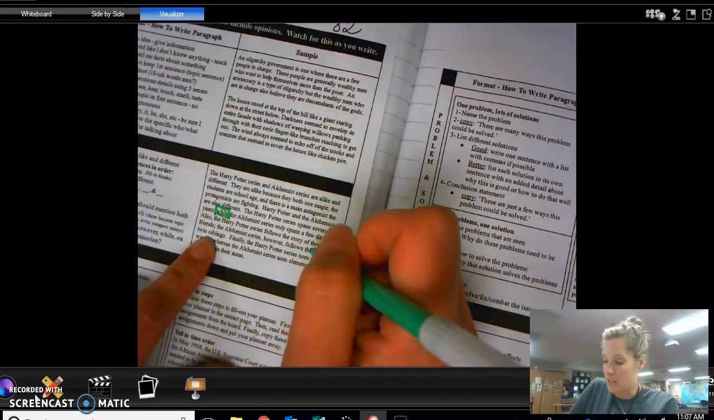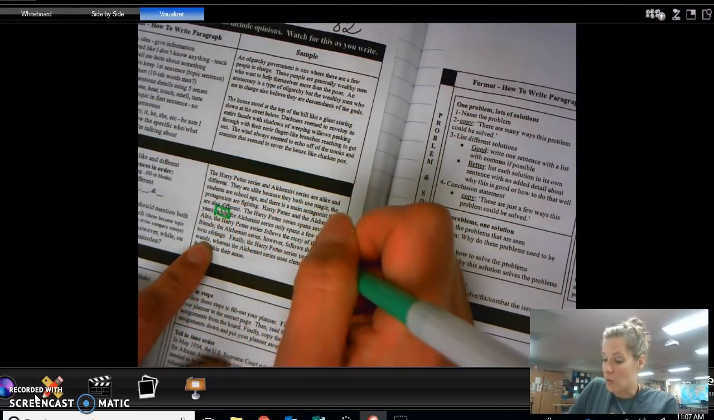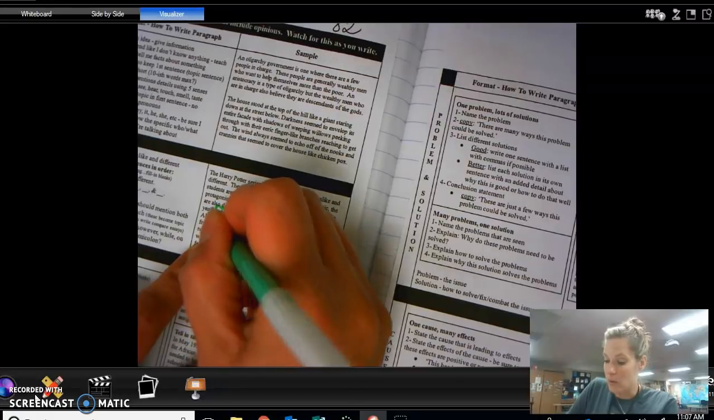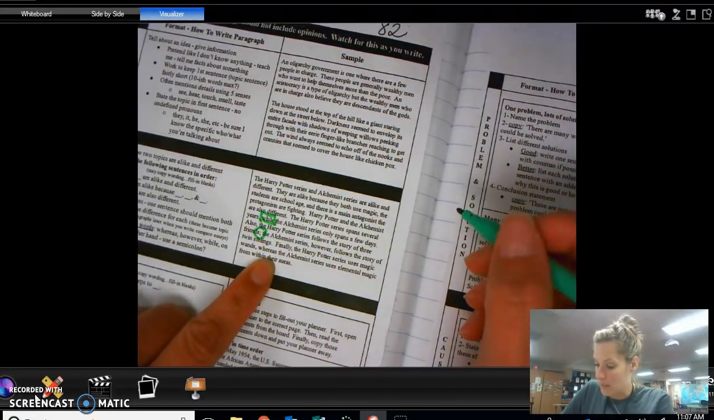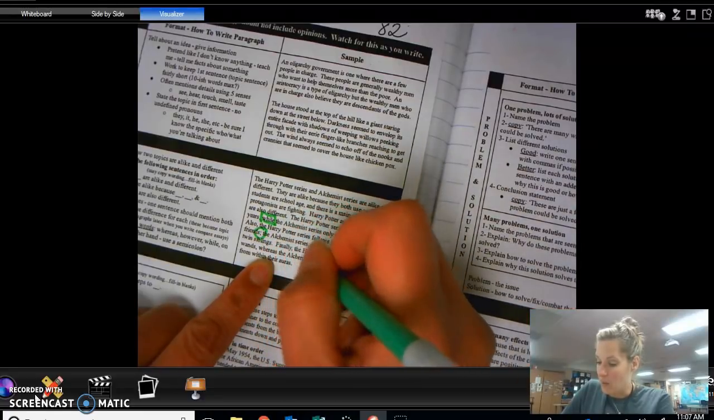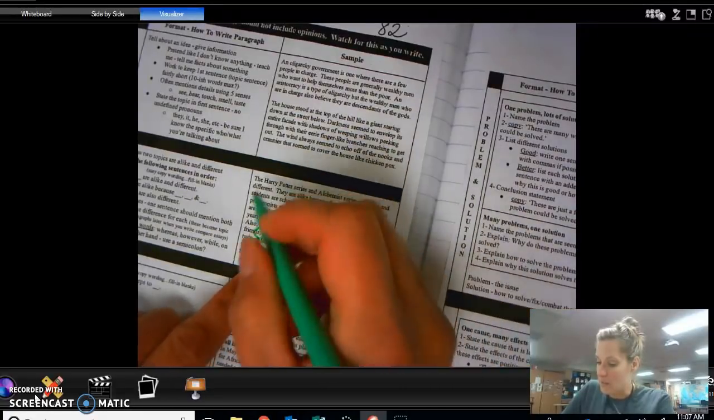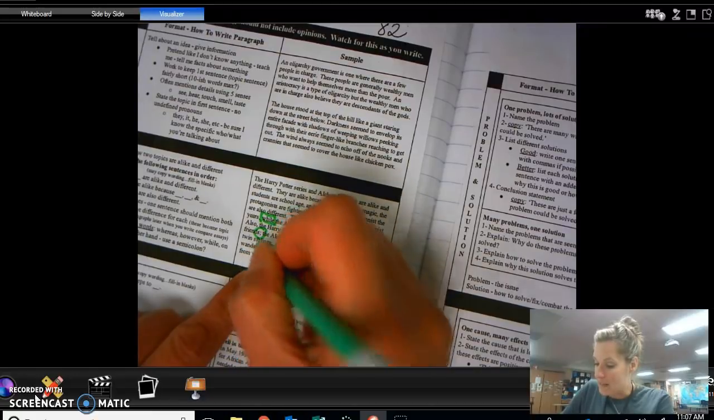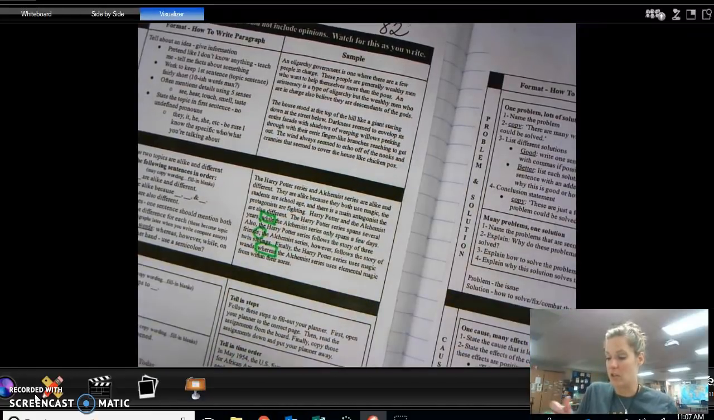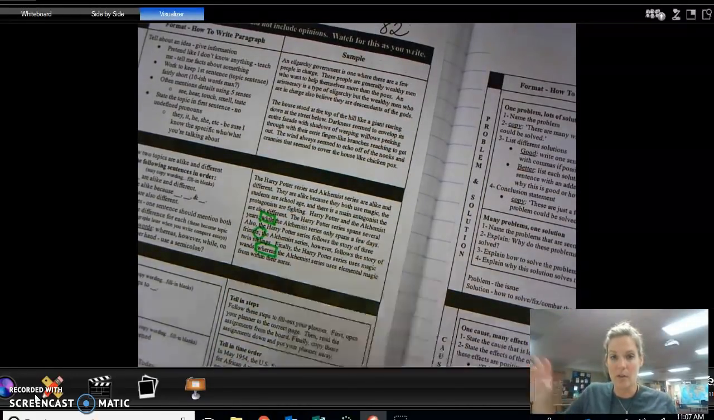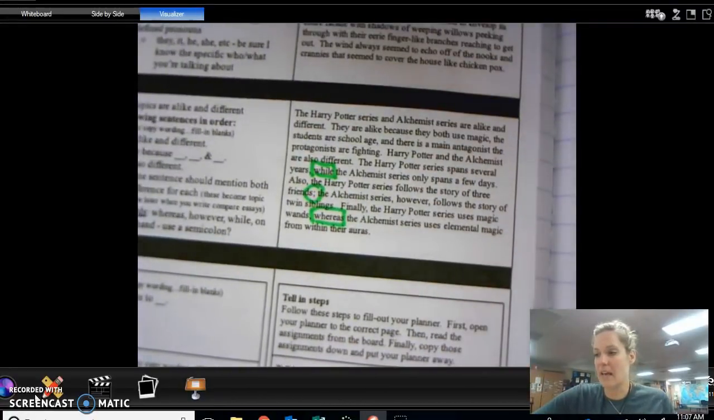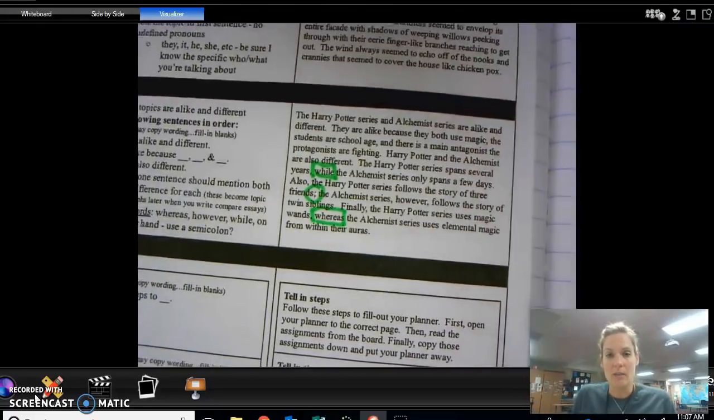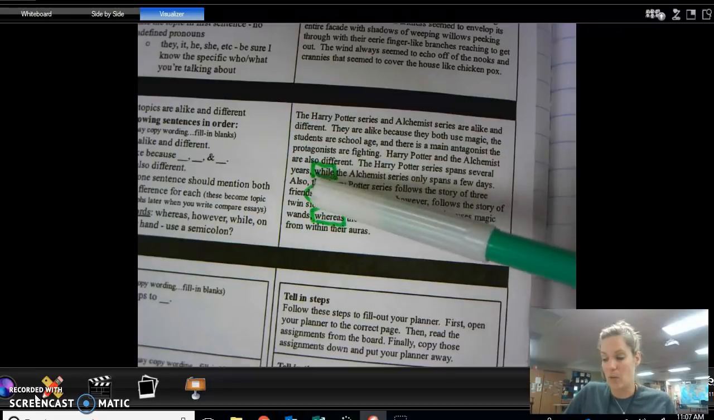Also, Harry Potter series follows the story of 3 friends; and then I used a semicolon. The Alchemist series, however, follows the story of twin siblings. And then another example is finally the Harry Potter series uses magic wands, whereas the Alchemist series uses elemental magic from within their auras. So the purpose of seeing this is realizing that in your differences, there are different ways that you can represent that.